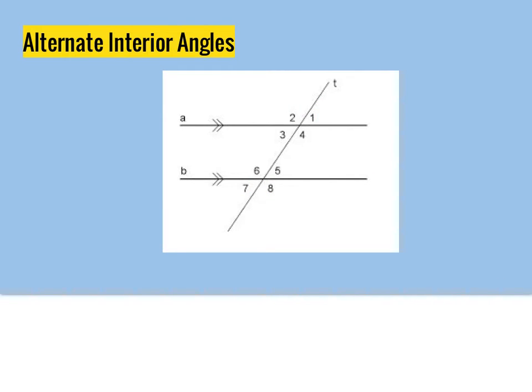So now we're going to look at alternate interior angles. The same thinking applies here, except instead of being outside the parallel lines, these alternate angles will be inside the parallel lines. So I have 3 and 5 inside the parallel lines, yet on opposite or alternate sides of the transversal. And I have 4 and 6 as alternate interior angles. 4 and 6 are equal to each other. 3 and 5 are equal to each other.